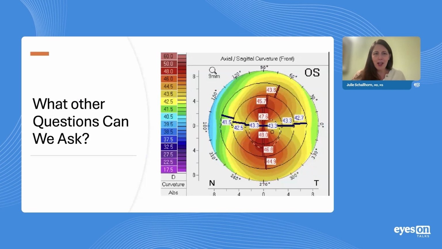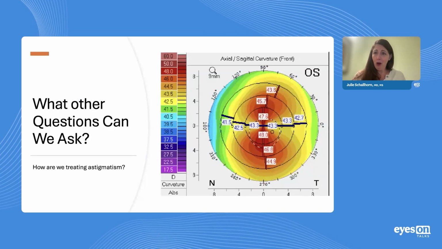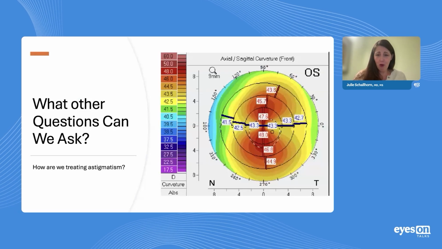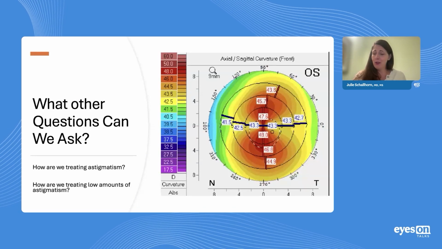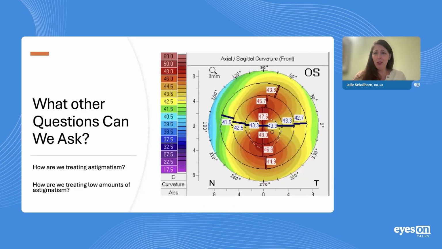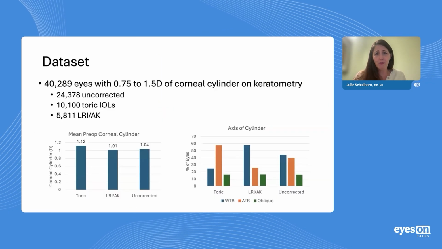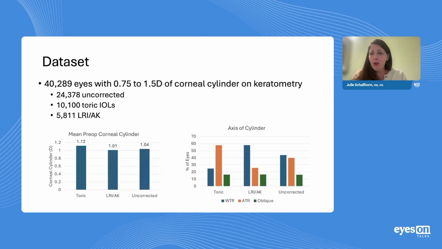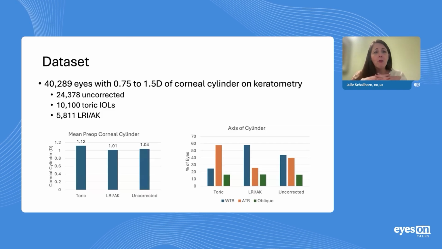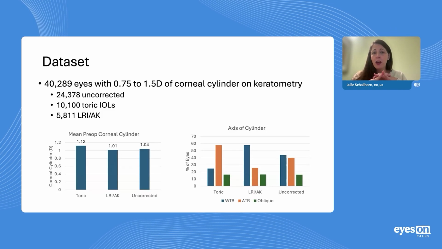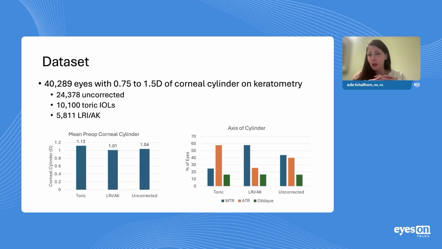What other questions can we ask that are interesting? Like, how are we treating astigmatism? We know that astigmatism really matters. How are people approaching it? And specifically, what are we doing now that we know that low astigmatism actually really matters? What are we doing with low astigmatism? So, when we looked at this data set, there are 40,289 eyes that had between 3/4 and 1.5 diopter of corneal cylinder on keratometry.